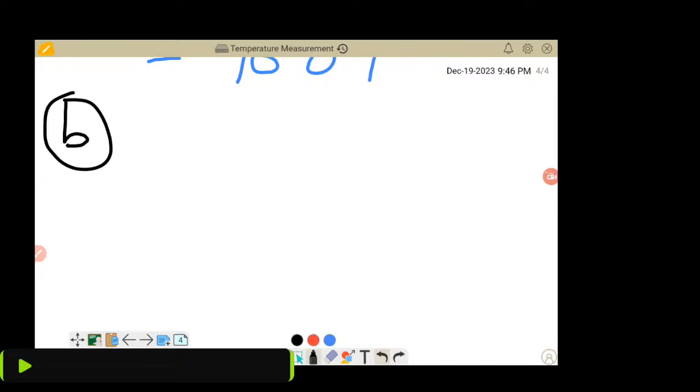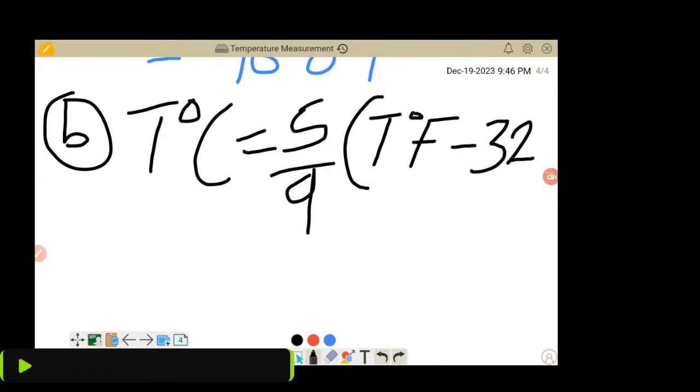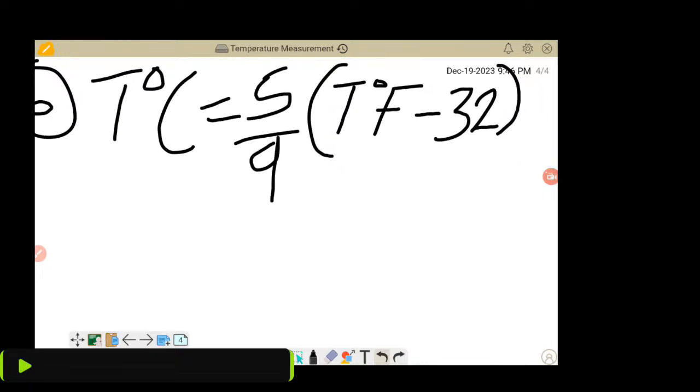And what is the formula? Let me start with a proper equation. T degrees Celsius equal to 5/9 into brackets, T degrees Fahrenheit, that is the temperature in degrees Fahrenheit, minus 32, bracket close.